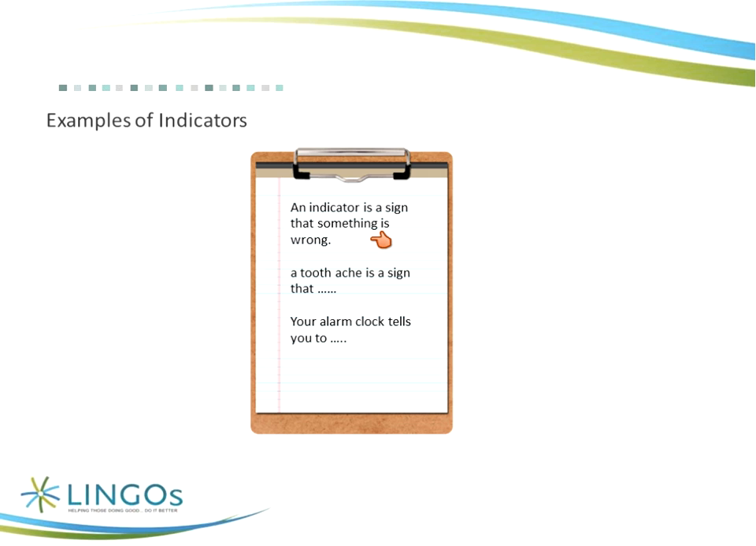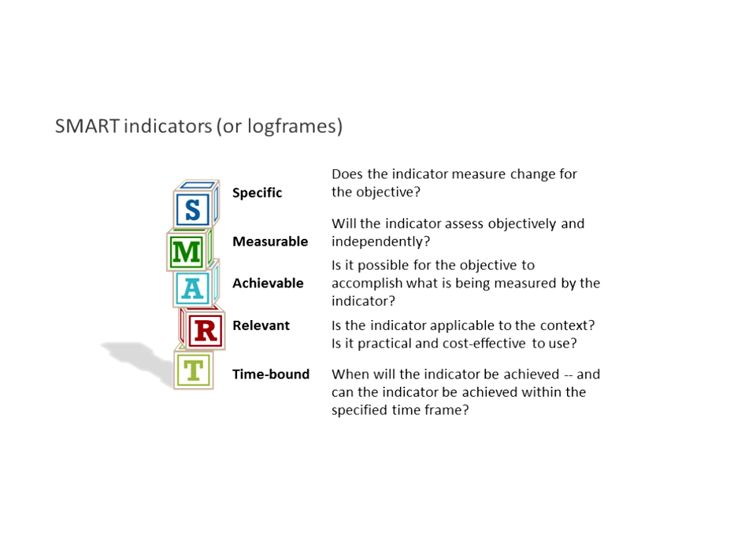And in the simplest form, indicators are just a sign that something is wrong, like a toothache's a sign that you need to have something done to your teeth, maybe go to a dentist. Your alarm clock goes off telling you it's time to wake up. The indicators are just telling you something needs to be done.